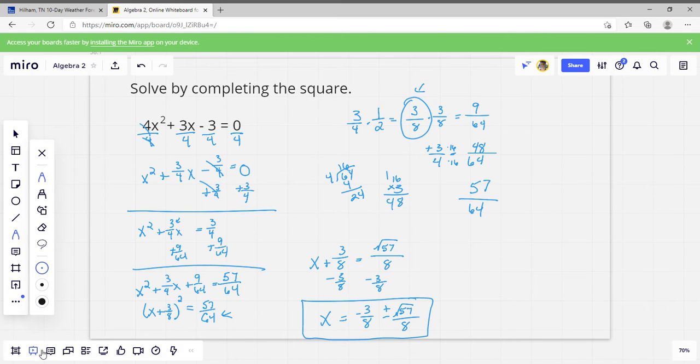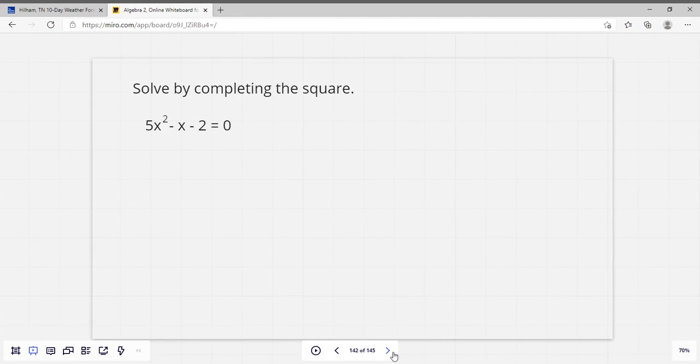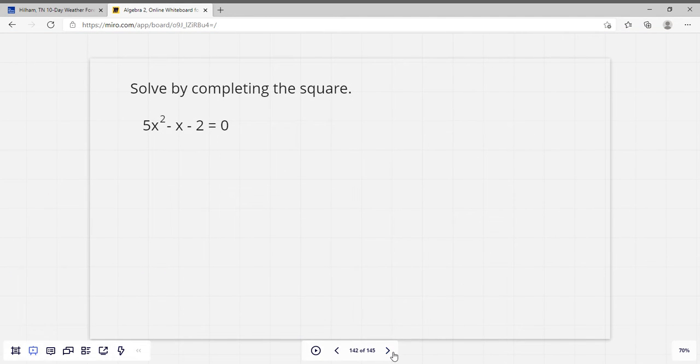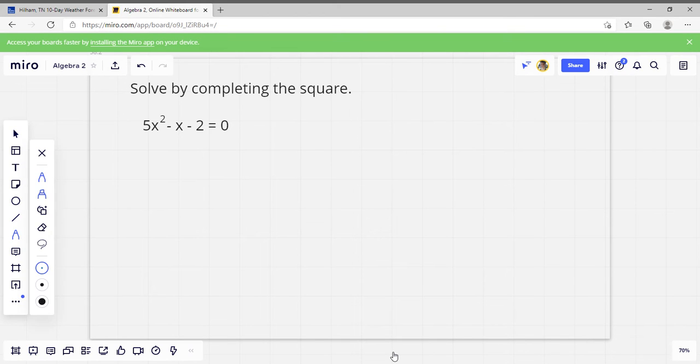Alright, let's try another one. Alright, solve by completing the square. Okay, so first thing we notice is that we don't have a unity lead coefficient here, so we're going to have to get rid of this 5 by dividing everything by 5. Alright, so we're going to get x squared minus 1/5 x minus 2/5 equals 0, because 0 divided by 5 is still just 0. Alright, now I've got to add this 2/5 on both sides.